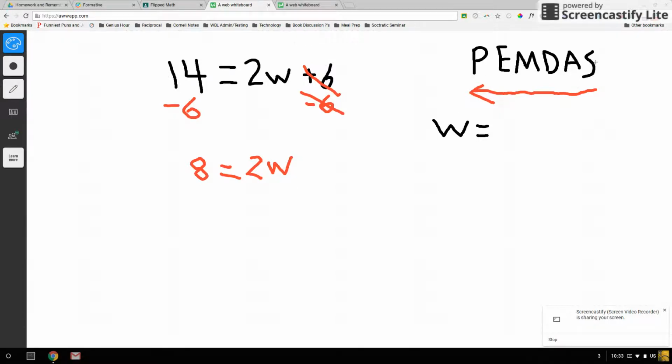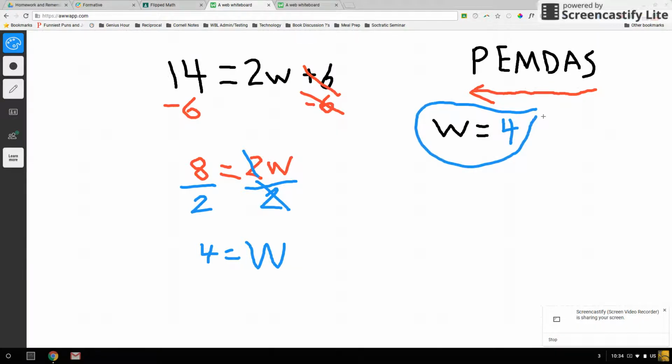All right, I have no more adding and subtracting, so now I look for multiplication and division. Well, I know when I have a number and a variable right next to each other that that's multiplication. If I want to undo multiplication, I have to divide. So if I have 2 times w, what we can do is divide by 2. If I do it to one side, I have to do it to the other side. 8 divided by 2 is 4. These two cancel out, which means we have 4 equals w, and we can flip it around to just mean that w equals 4. And we've solved that equation.